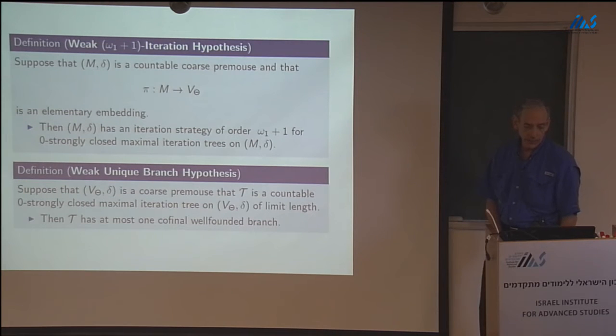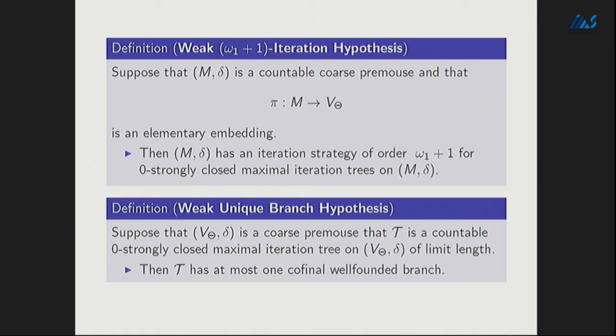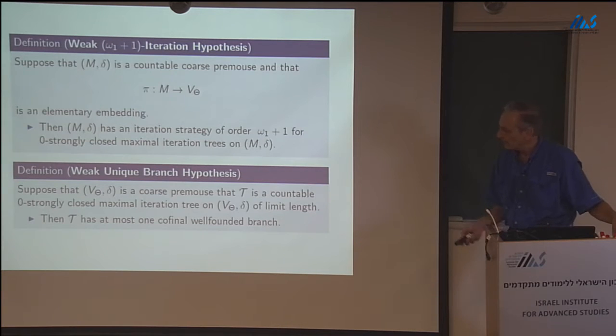And then there's the weak unique branch hypothesis. It seems unrelated. Suppose you have a rank initial segment of V that's a coarse pre-mouse, and you have a countable zero strongly closed maximal iteration tree T on the coarse pre-mouse. Then T has at most one cofinal well-founded branch. Okay, so we're restricting to zero strongly closed maximal trees in all of this, and it's a theorem of Martin and Steel that this implies this. And that theorem is true for a much more general class of trees. Okay, so those are the two central iteration hypotheses.